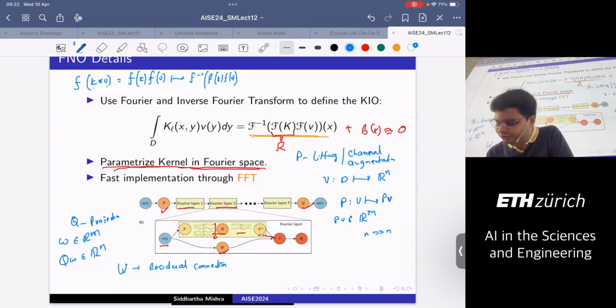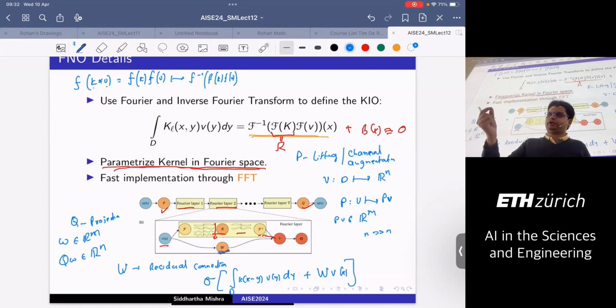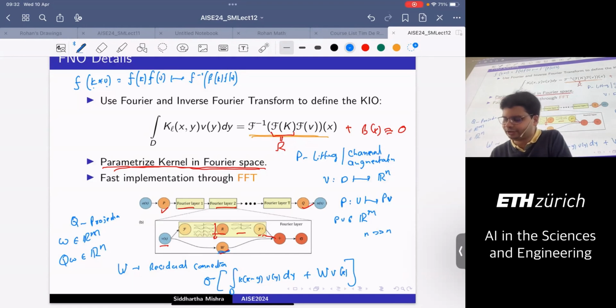Okay, and then what is this one here? This is a residual connection or a weight matrix essentially. Let me write it down. So remember that you have the sigma, you have your convolution kernel, which is done in Fourier space now, right? V of y dy plus, now this is the fun part of it. So this is W of V of x. Okay, so you take each point and you have a learnable representation.